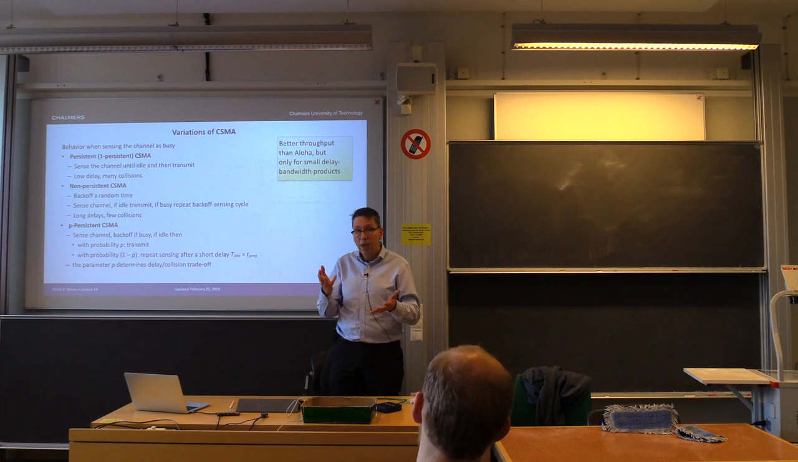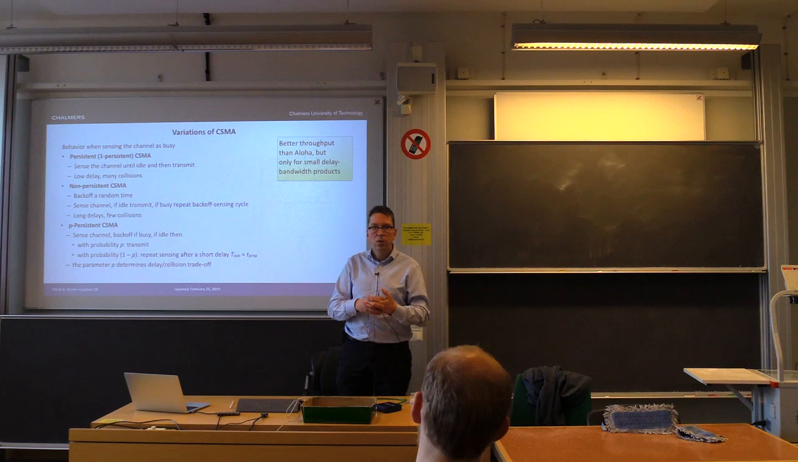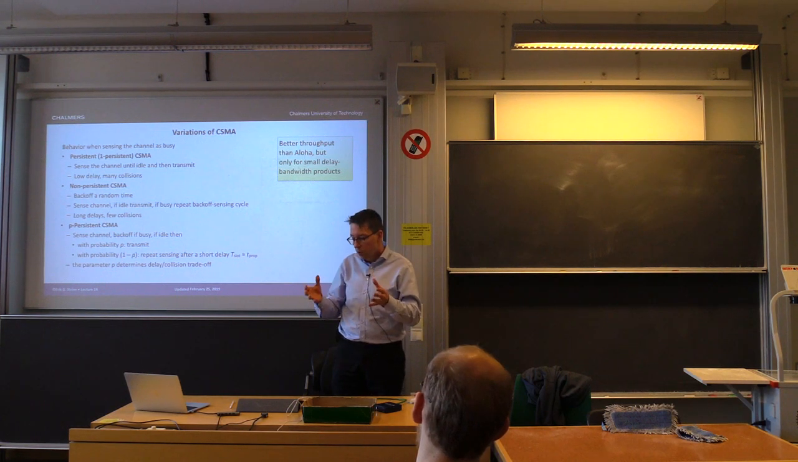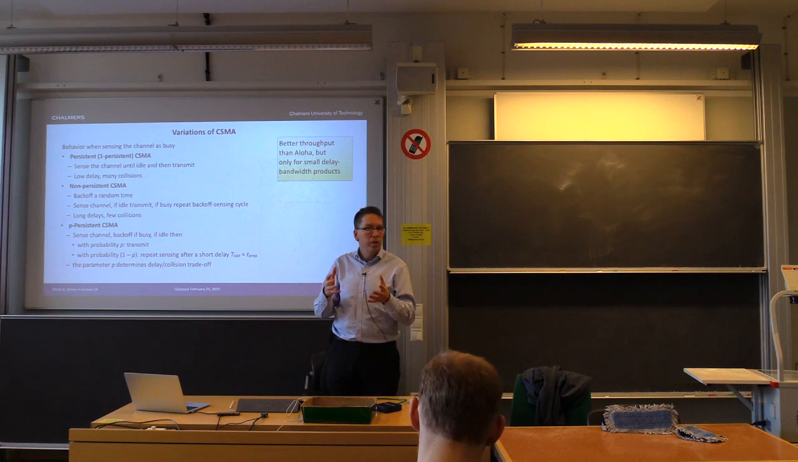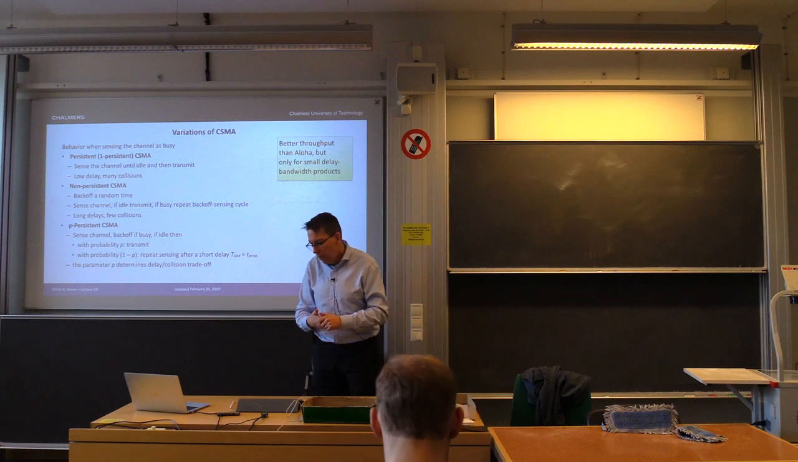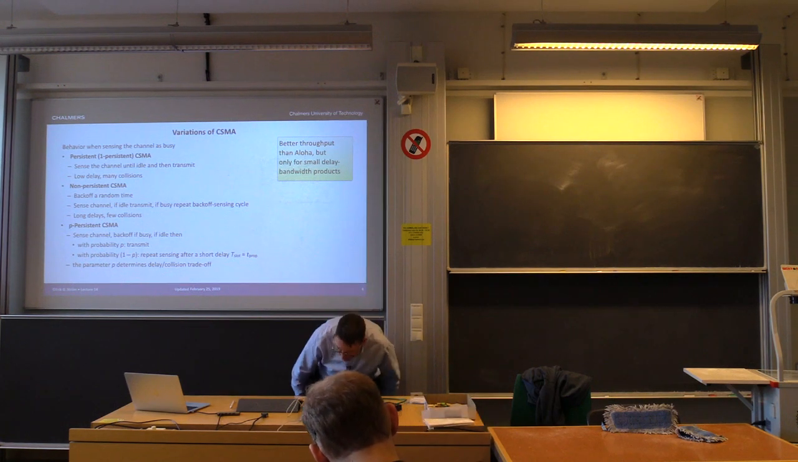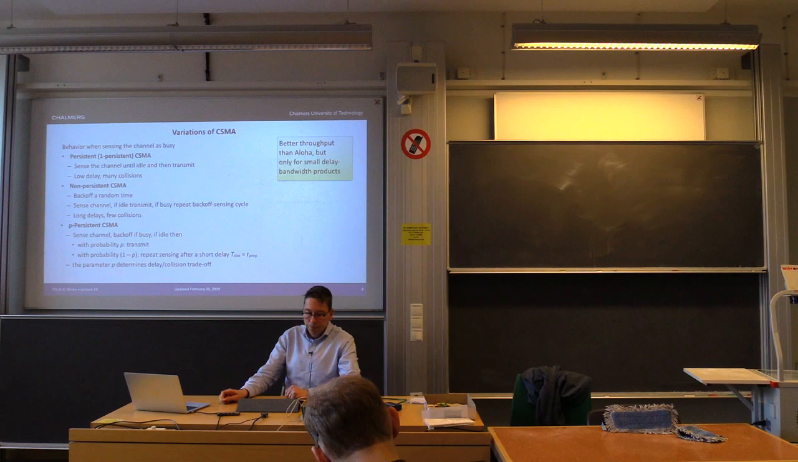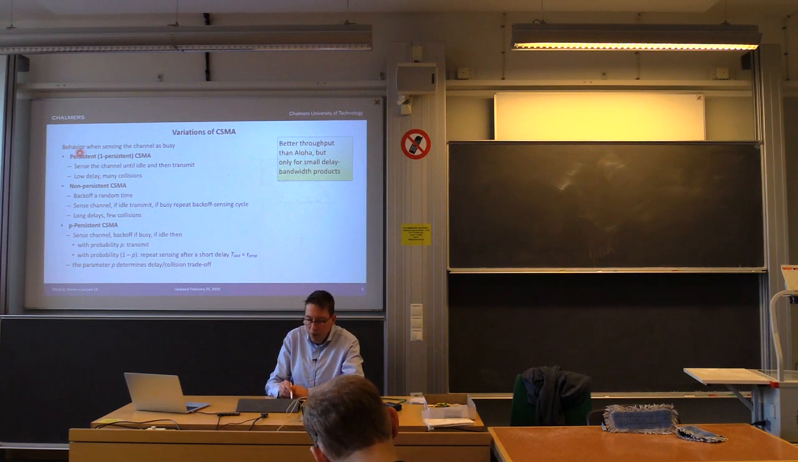So then there are three main methods, where the first method is basically a special case of the third one. So let's go through them. These are called persistence methods. And persistence means basically how eager you are to get your frame onto the medium. Right. So the variations of CSMA differ in the behavior when sensing the channel and the channel is sensed as busy. So what to do then?